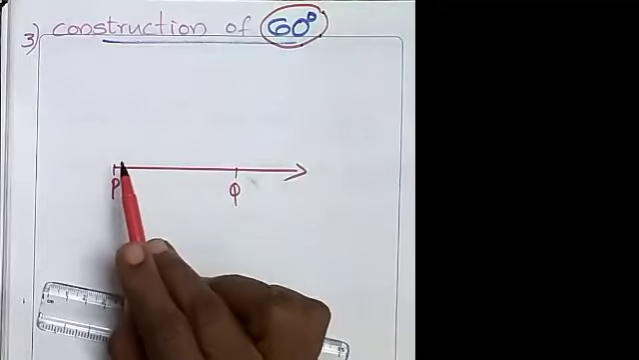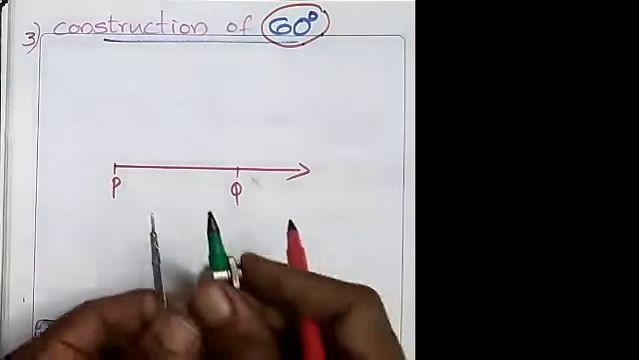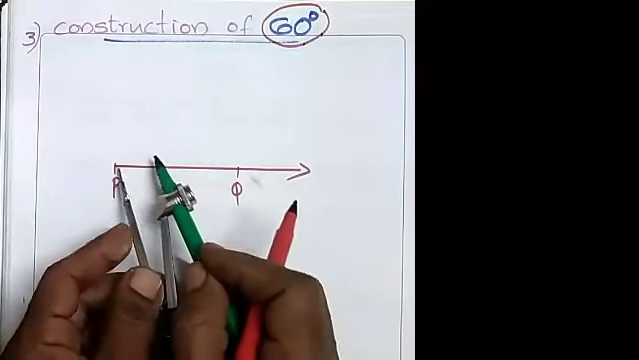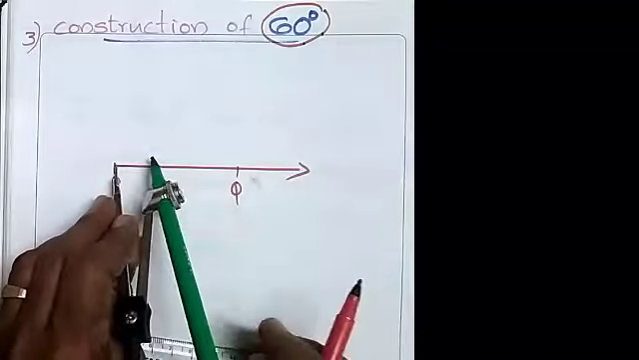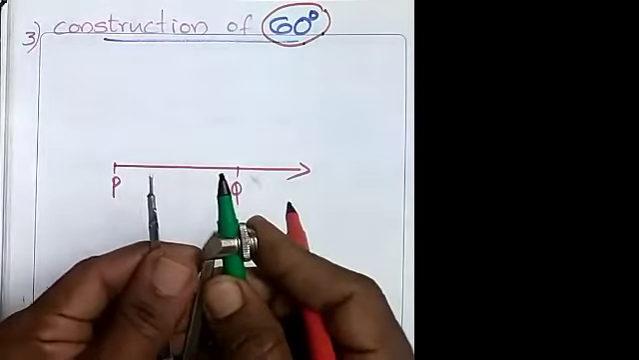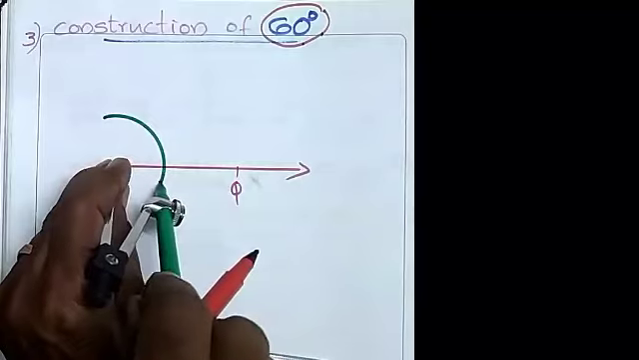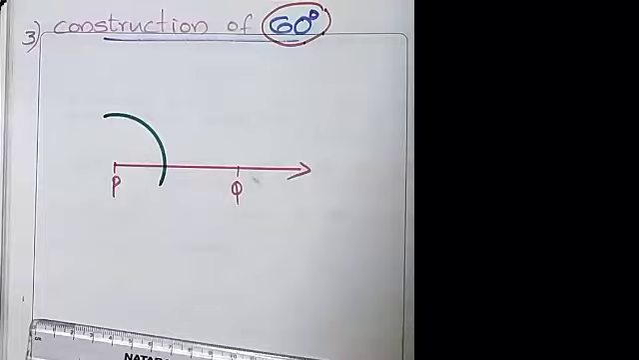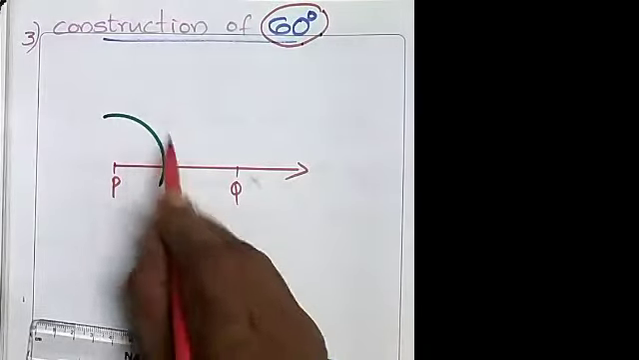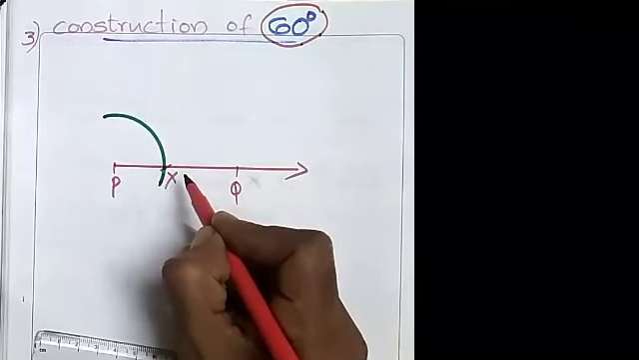So how can we do that? For that, just you select your compass. The vertex is P. Just you select the point P as center and any convenient radius, and with P as center, draw an arc. Just you draw one arc like this. Now, after that, this intersecting point you can see. This arc intersects this ray PQ at this point. Suppose this point is X.